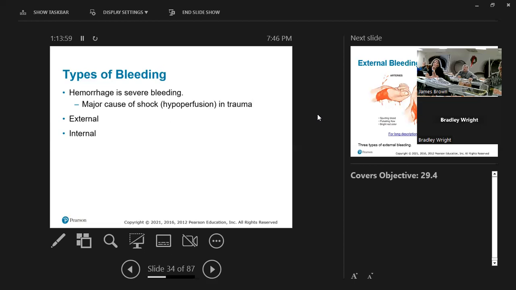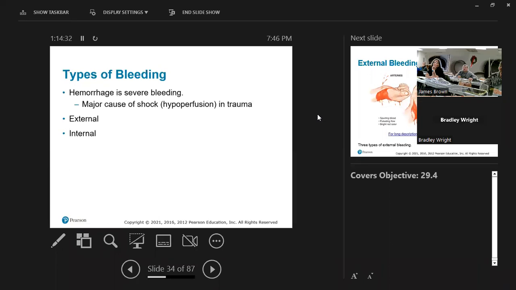Okay, so we got hypovolemic, cardiogenic, anaphylactic. Anaphylactic shock would be a subsection of what type of shock? Distributive, right? So distributive shock means something wrong with the plumbing, right? And finally, what's the last one? Obstructive, right? And what does that mean in terms of shock? Yep, there's a blockage.